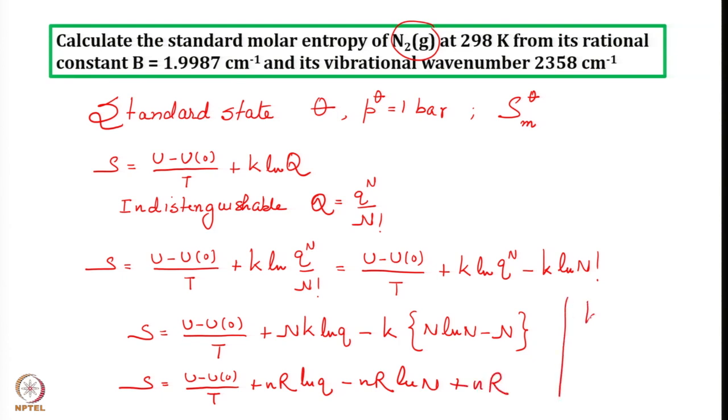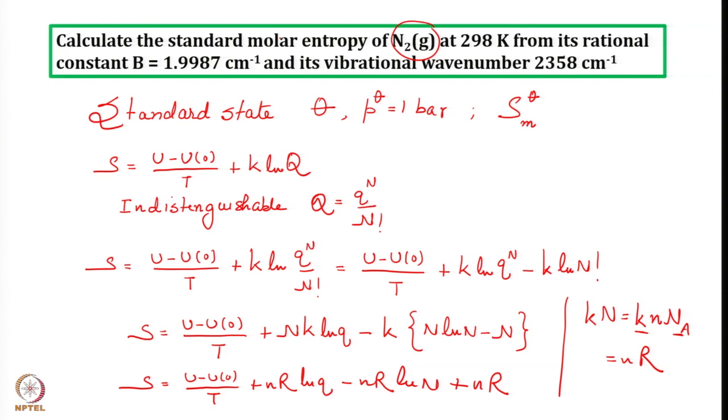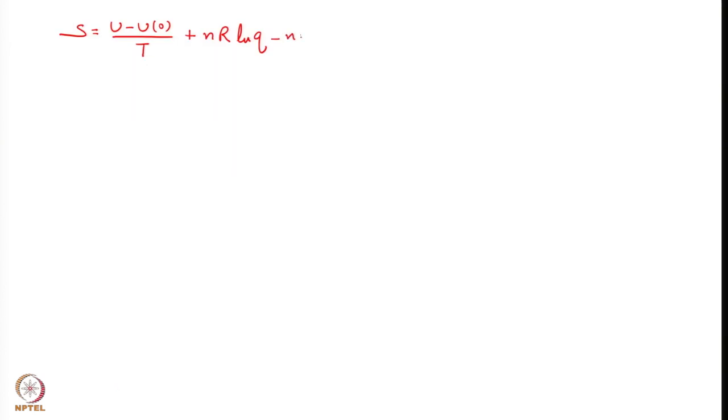Right, we are doing this k times N, where N is equal to little n times N A, and k into N A is R, which is equal to n R. This is what we have done. Let me write down this on the next slide. What I have is S is equal to (U minus U0) by T. This is 1. Then we had N R log q minus N R log N plus N R.